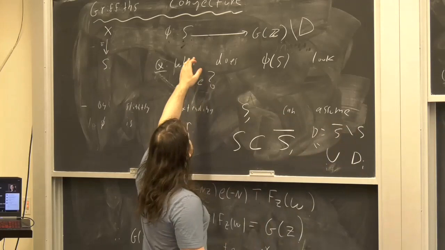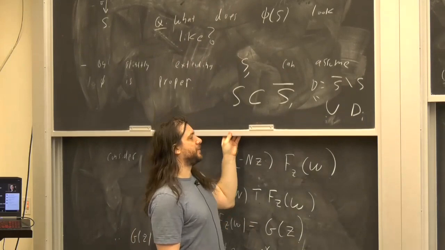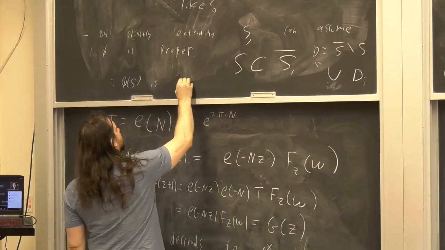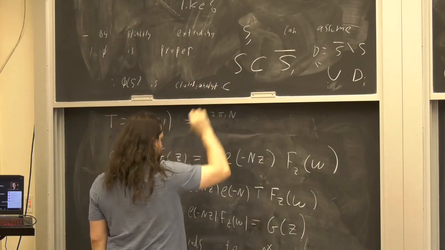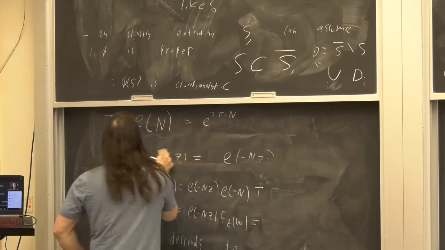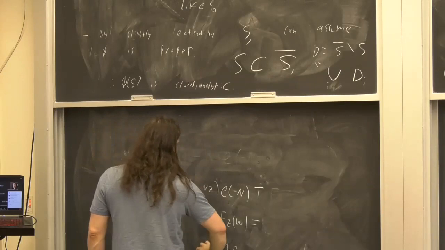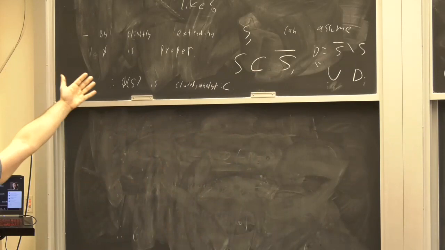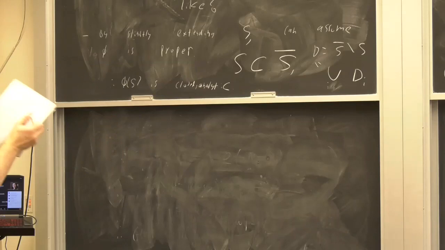So this map is not too bad, topologically speaking. In particular, once you have this being a proper map, phi of S actually becomes closed analytic. So that's something. Okay. Observation two is that the image comes from S, and S has the structure of an algebraic variety. It's not just analytic.